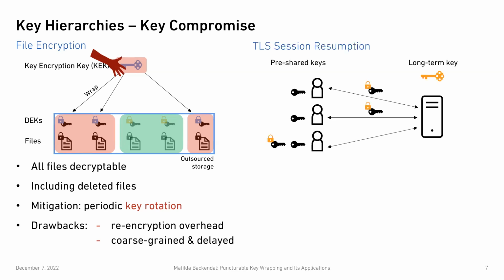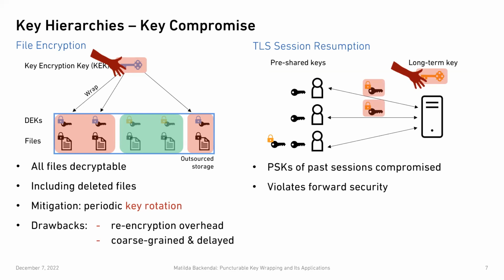Moving over to the setting of TLS, if the long-term key of the server is compromised, then the pre-shared keys of all the past sessions, including completed sessions, are compromised. And this is because the client sends the session ticket back to the server in the clear, so an eavesdropper on the network could store the session ticket and then use the compromised long-term key to decrypt the pre-shared key. And again, this violates forward security, which is an outspoken goal of TLS.